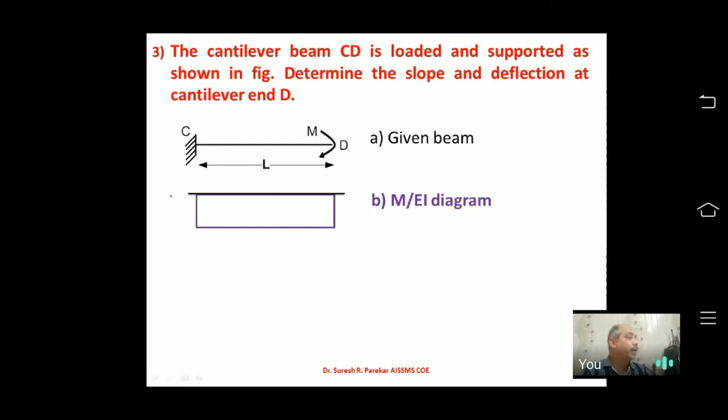But now you have to practice the M by EI diagram. So the M diagram you have to practice, then EI you can plot it. Today's problems all have EI constant, and next we will go for EI different, so that you are in a position to understand it. Now M by EI is constant.